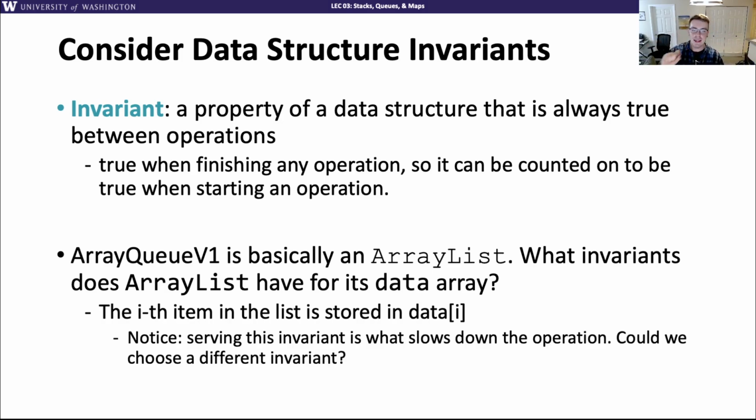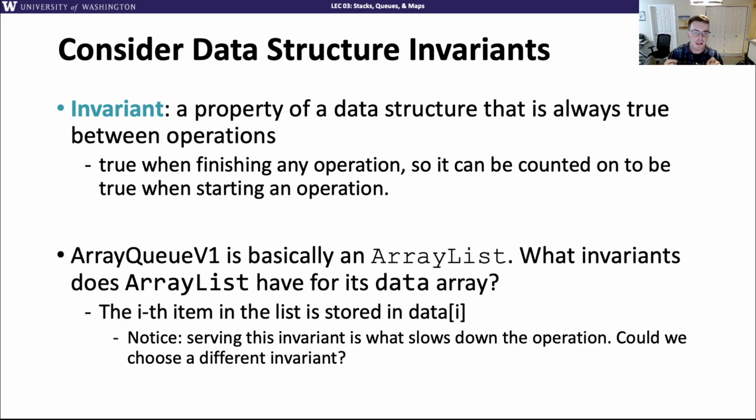Now, this invariant is what slows down using the array structure for the queue operation, because we want the front essentially to be at index 0. So the remove operation has to shift everything over. And so keeping the same invariant in this other context slows us down a lot.